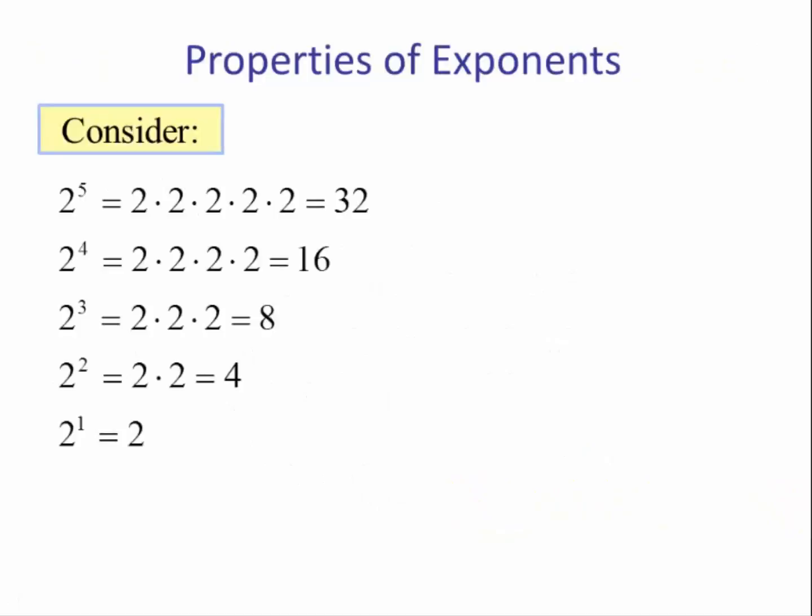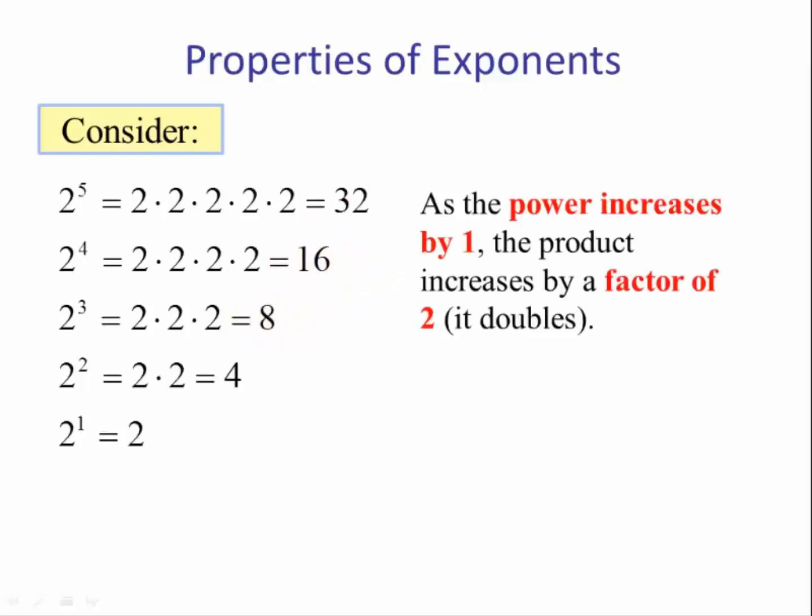Let's go back to our powers of 2. So as we increase the power by 1, the number gets larger. And each time it gets larger by a factor of 2. So if I take 2 and multiply it by 2, I get 4. If I take 4 and multiply it by 2, I get 8. 8 times 2 is 16. So we would say as the power increases by 1, the product increases by a factor of 2.